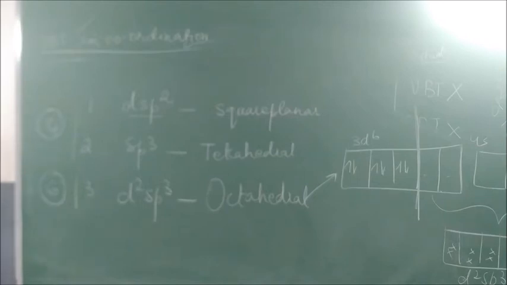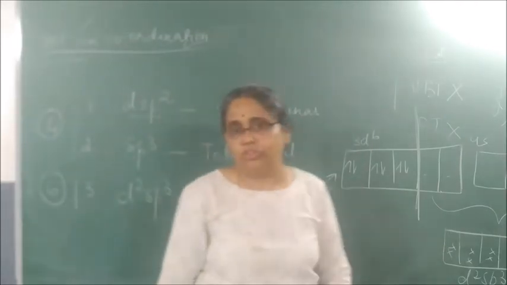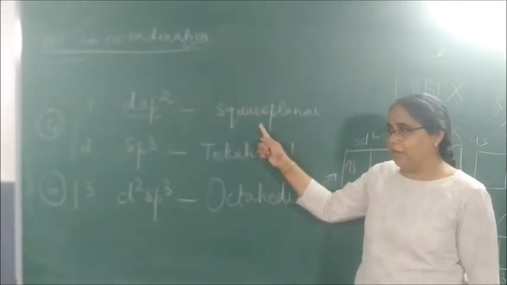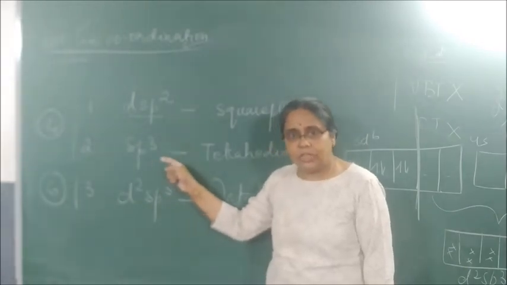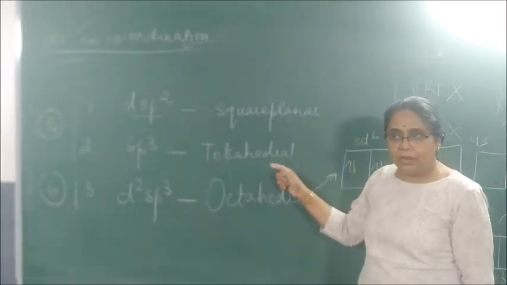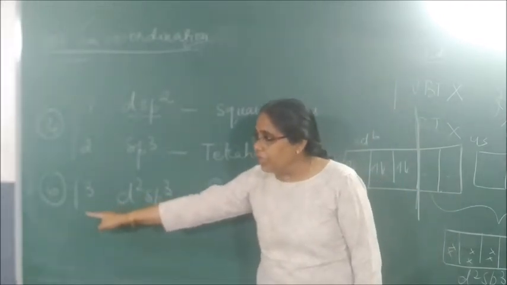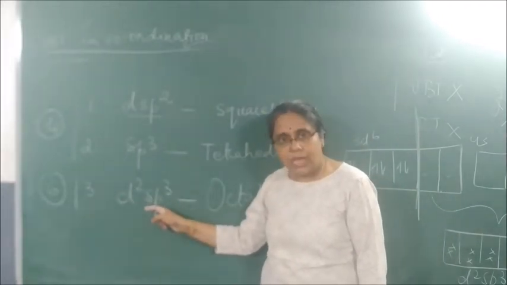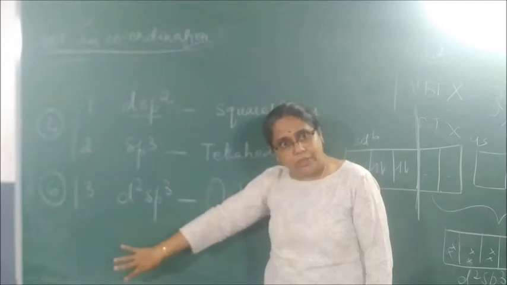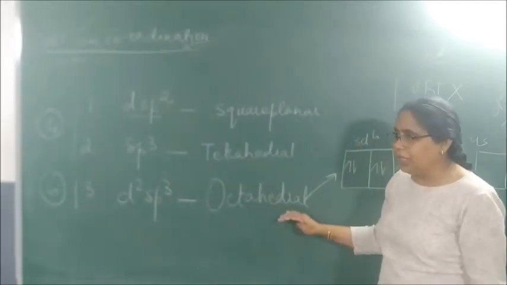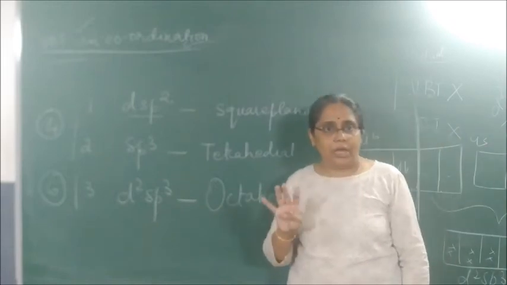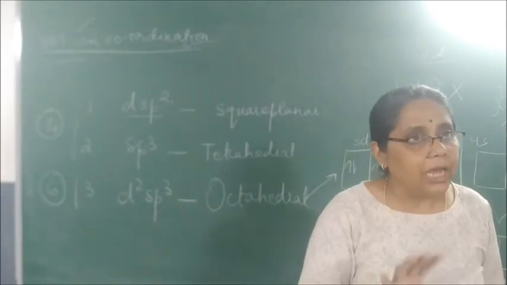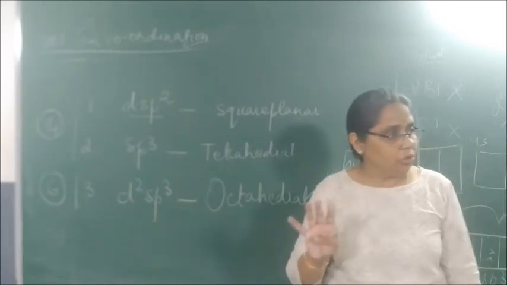Is it clear? If the coordination number is 4 and it shows dsp2 hybridization, the shape is square planar. If the coordination number is 4 and it shows sp3 hybridization, the shape is tetrahedral. If the coordination number is 6 and it shows d2sp3 hybridization or sp3d2 hybridization, the shape is octahedral. So the geometry of a complex ion is fixed by the type of hybridization it shows.